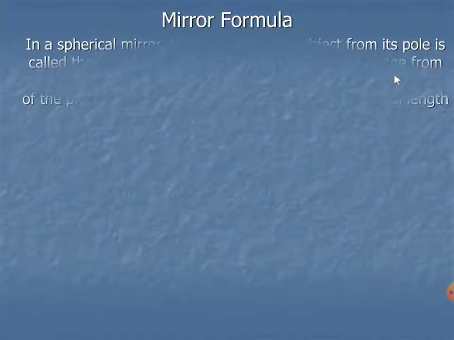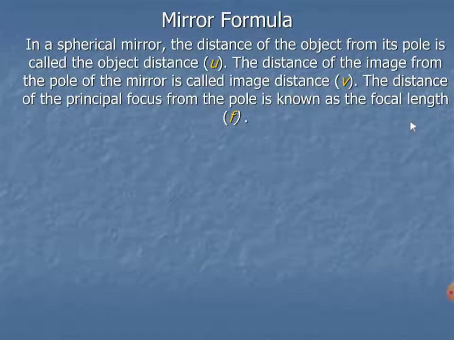And now let's see the mirror formula. What is meant by mirror formula? You know, object distance, image distance, and focal length. What is the object distance? Distance between the object and the pole of the mirror, we call it as object distance. Got it? Distance between the object and the pole of the mirror, we call it as what? Object distance. Distance between the image and the pole, we call it as image distance.